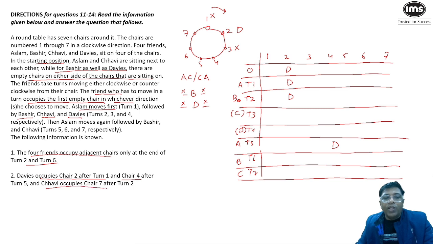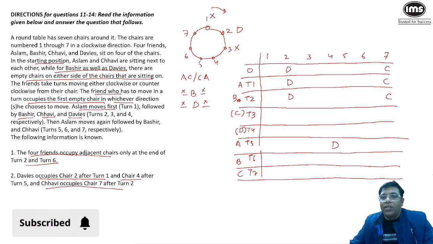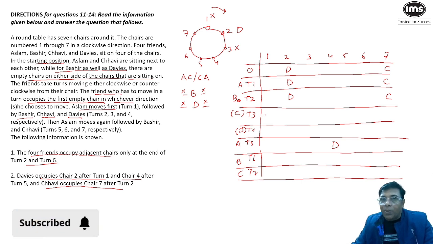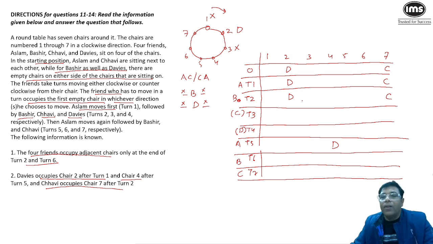And Chavi occupies chair 7 after turn 2. Now since Chavi is occupying chair number 7, it means originally she must be sitting in chair number 7. Why? Because Chavi will only move in turn number 3. So essentially you can move only in the turn that you're supposed to move. So before that your position is constant. You cannot change your position.